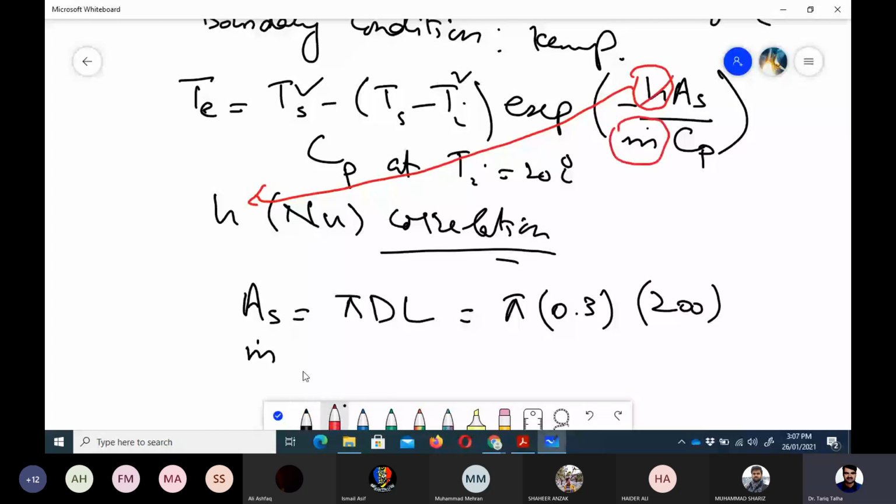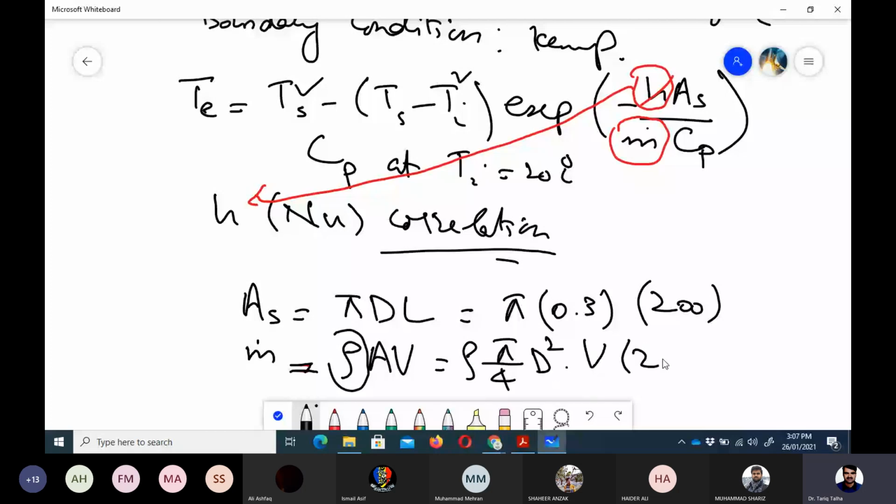Now for m dot, m dot is equal to rho A V. Rho we can see at 20 degree centigrade. Area is the cross sectional area, so that would be equal to pi by 4 D square, and the velocity is given, I think 2 meter per second in the data. So m dot is not a problem. So the major issue here is how to determine h. Okay, so in order to determine h, what we need to do first? Anyone?